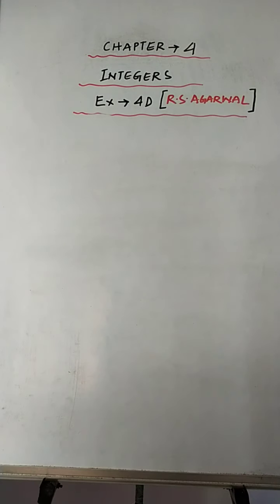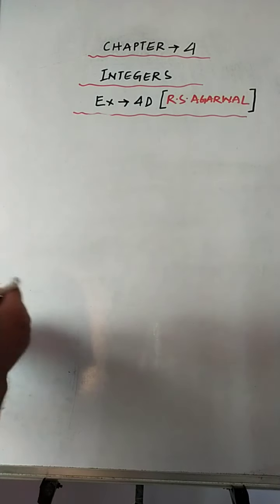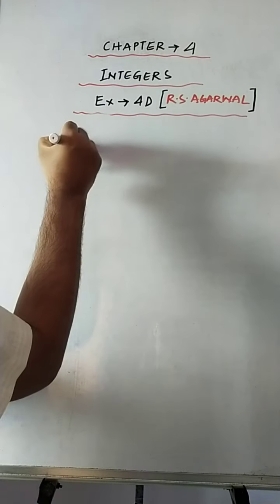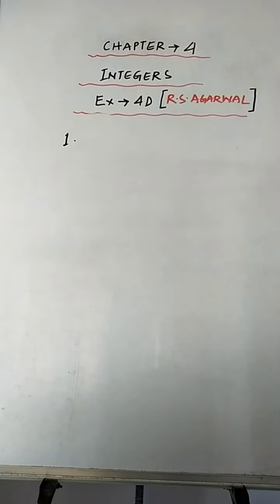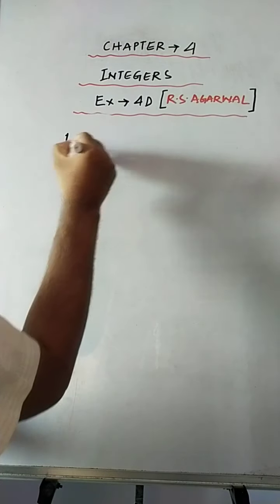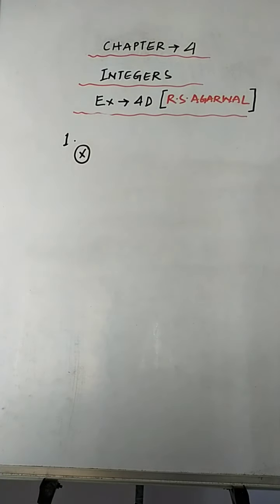Boys, today we'll start exercise 4D of chapter 4, Integers, from the R.S. Agarwal book. So today we'll start with question number 1, sum number 10. We'll do sum number 10 of question number 1. So what do we have to do in question number 1? We have to multiply, students.